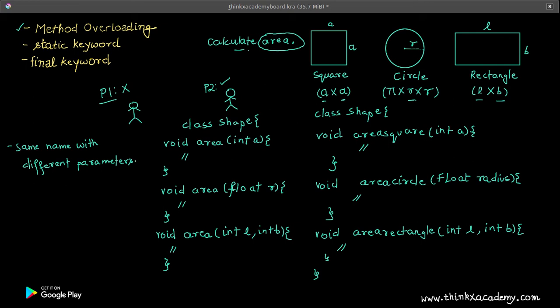So there are two ways in making these parameters different. First is the number of parameters. As you can see that in this function, we are assigning two parameters, whereas in this function we are assigning only one parameter. So now the compiler will be able to distinguish between these two functions. So this is the first way, the number of parameters.